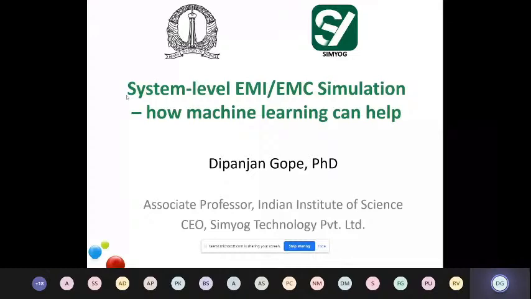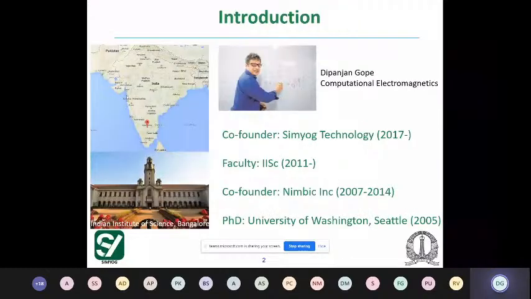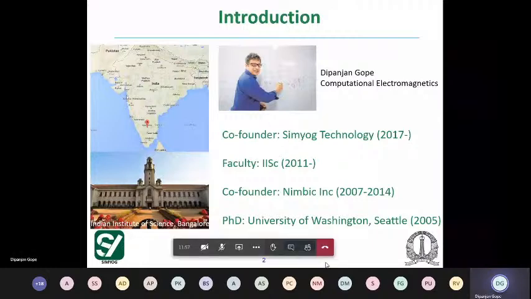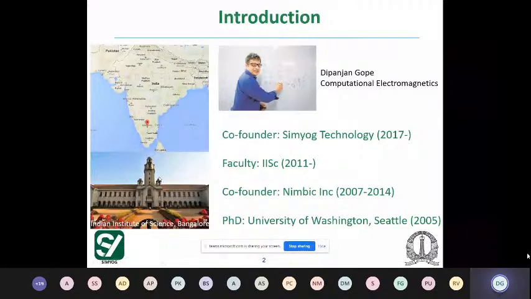First, in addition to what Varun said, because it's an online presentation, I'm a faculty at IISc, also co-founder at Simyog. For some of you who are joining from outside Bangalore, this is where we are located, and that's our institute. My personal background is in computational electromagnetics. I'm actually relatively new to the EMI EMC area, although I have been working here and there in EMI EMC. It's only in the last 5 years that I've been looking in depth at EMI EMC simulation.